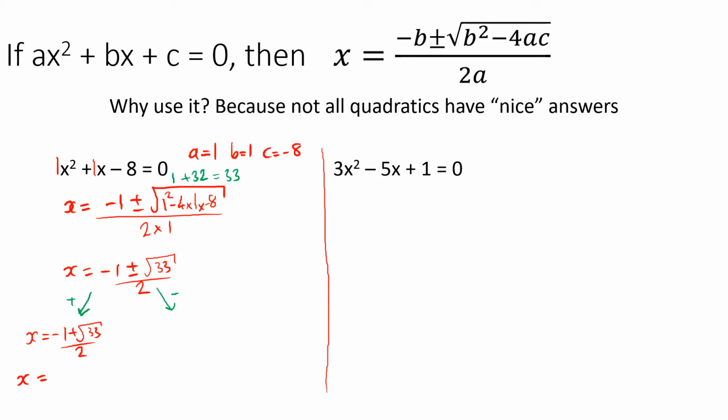And if you type that in, you should get yourself to roughly 2.37, be good to check. And for the other one, we want to do minus 1 minus the square root of 33, all over 2. And that would give me an x value of minus 3.37. So those are my answers.